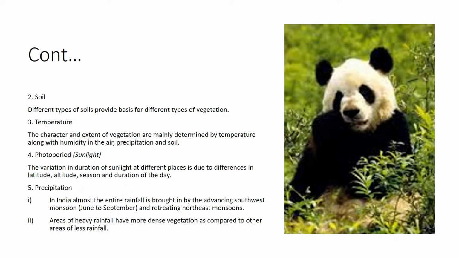5. Precipitation. In India, almost the entire rainfall is brought in by the advancing southwest monsoon (June to September) and retreating northeast monsoons. Areas of heavy rainfall have more dense vegetation as compared to other areas of less rainfall.